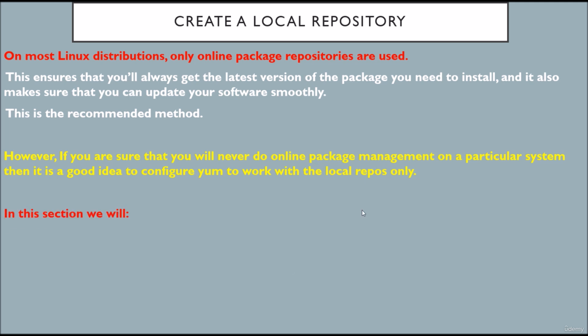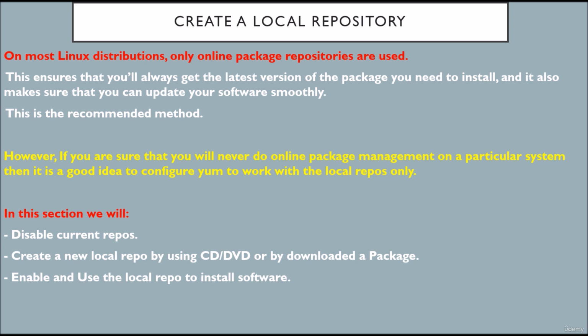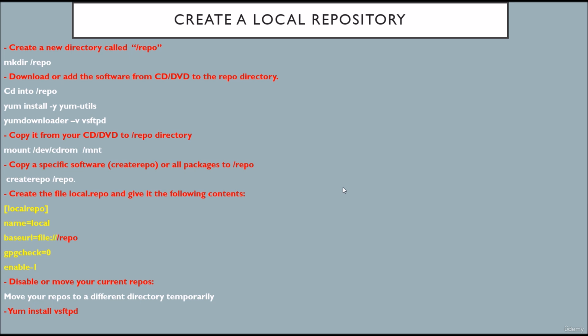In this section, we will disable current repos, create a new local repo by using CD or DVD, or by downloading a package, enable and use the local repo to install software. So a couple of things that we will do: we will create a new directory called /repo. We will download or add the software from CD DVD, and then we will copy it from your DVD to /repo directory. And then we will also mount the DVD and CD-ROM to /mnt, and I'll show you how to do that on VirtualBox.